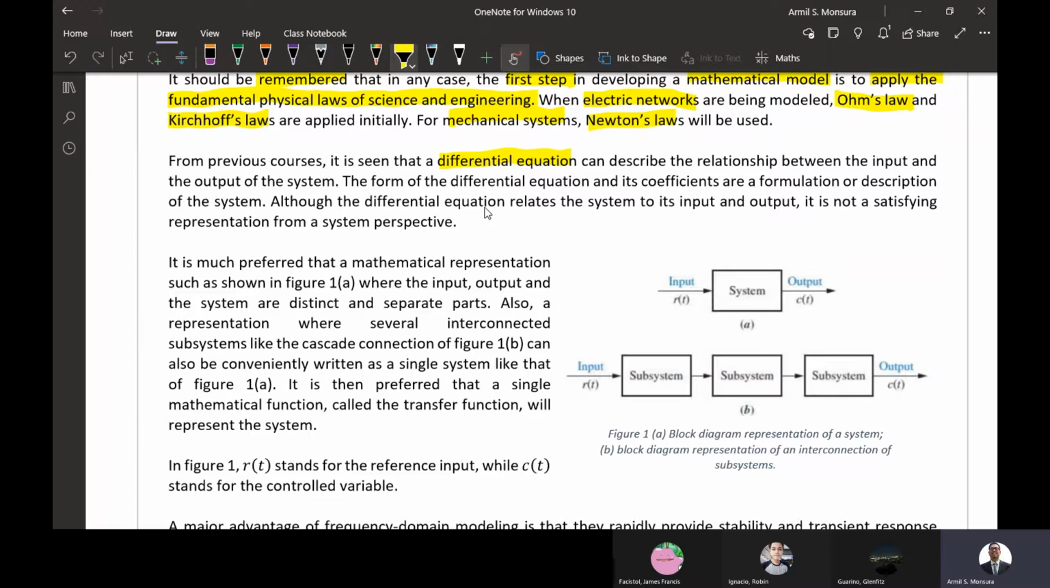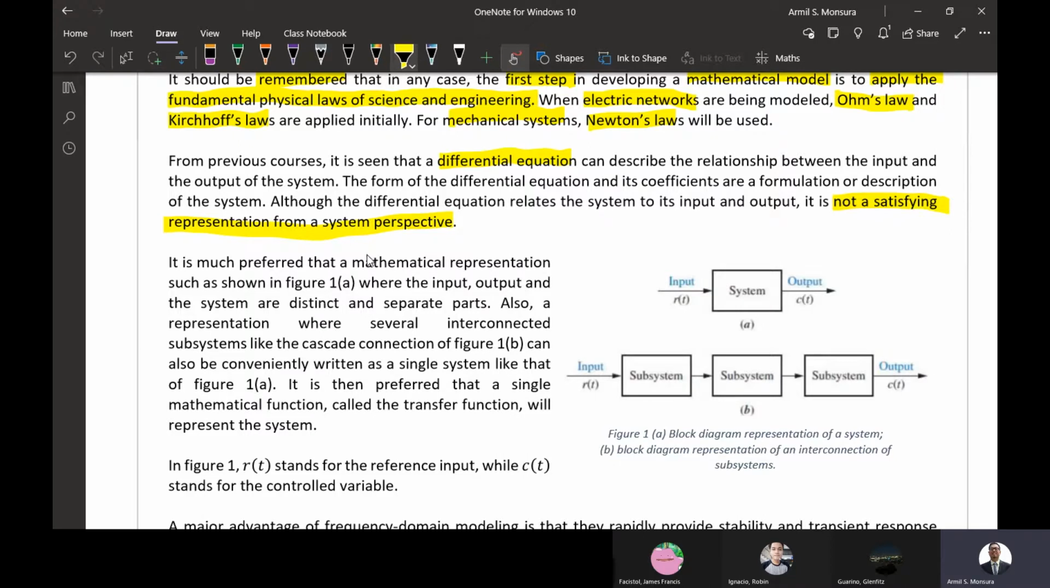But the problem is that differential equations are not a satisfying representation from a system perspective. Okay? What we want our model to possess is what we call intuition. We would like our model to offer some kind of an intuition in terms of how it is being specified. Okay?